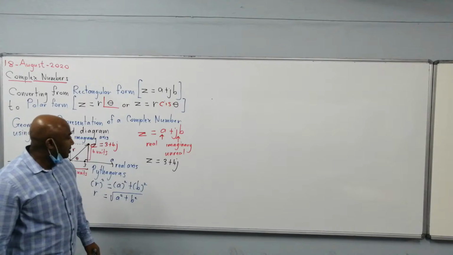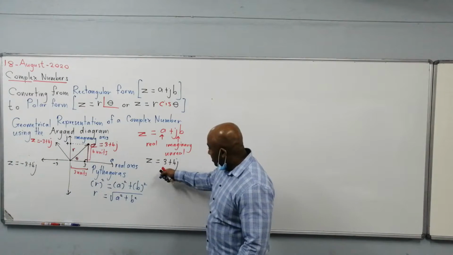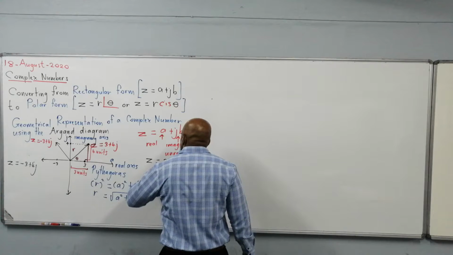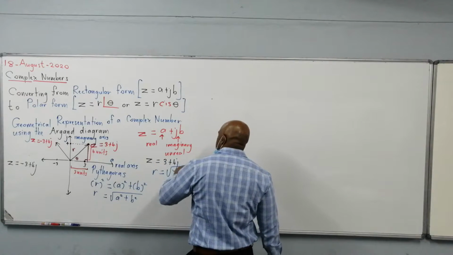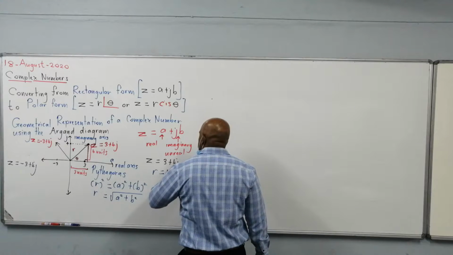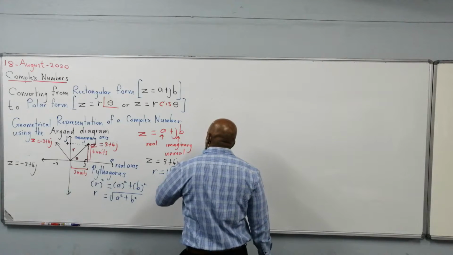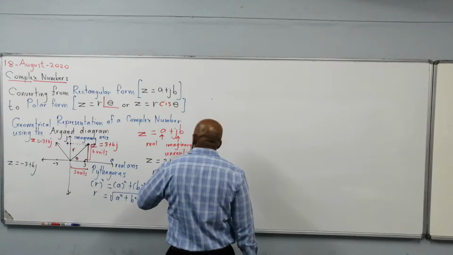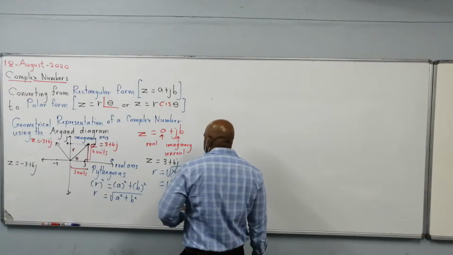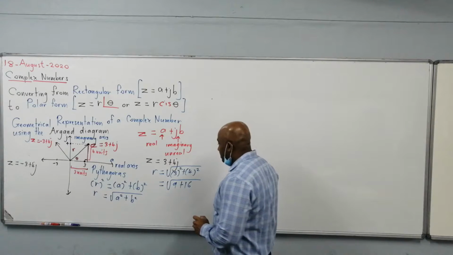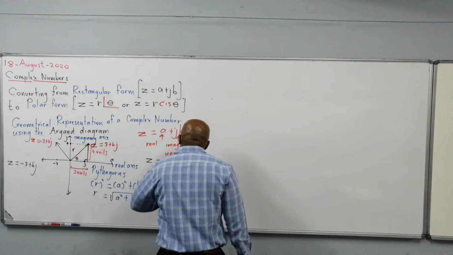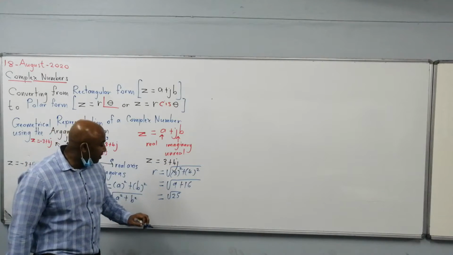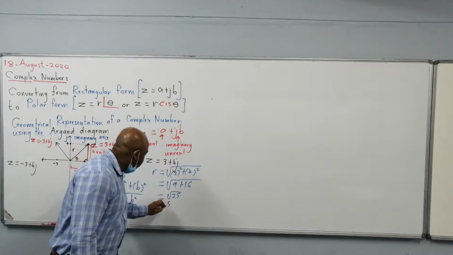So in this case, I have z is equal to 3 plus 4j. So your r is going to equal the square root of 3 squared plus 4 squared. So that's going to be 3 squared, which is 9, 4 squared is 16. So 9 plus 16 will give me 25. And then the square root of 25 is 5.